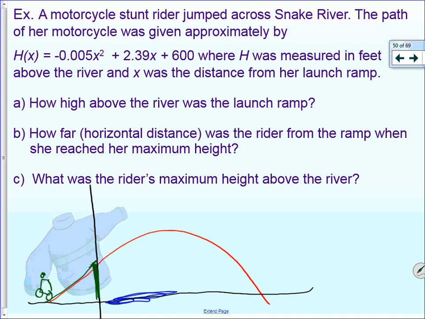So, how do I answer question A? How high above the river was the launch ramp? Or you just put in 0 for x. Yeah. So you want to find out what, in other words, the y-intercept is. Oh, that's supposed to be a star. That's the y-intercept, because here's our y-axis, and here's our x-axis.